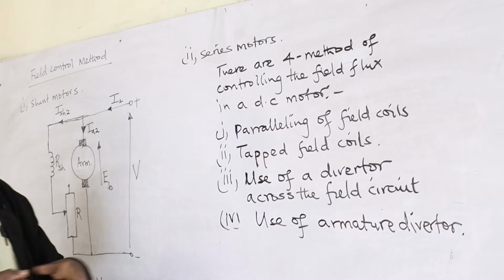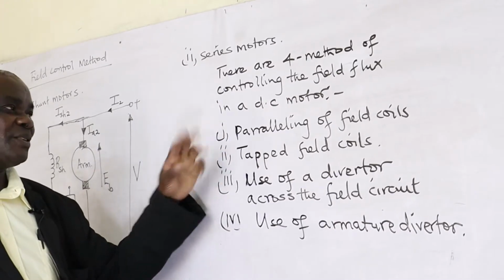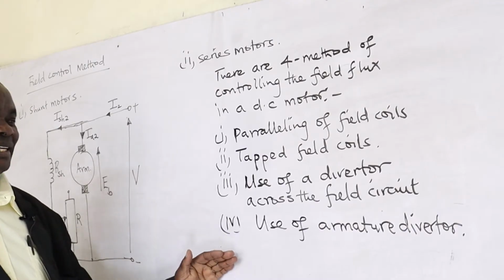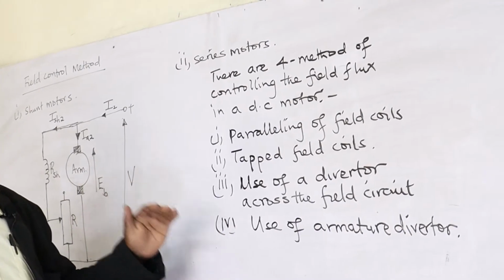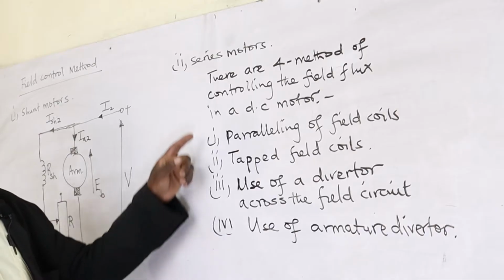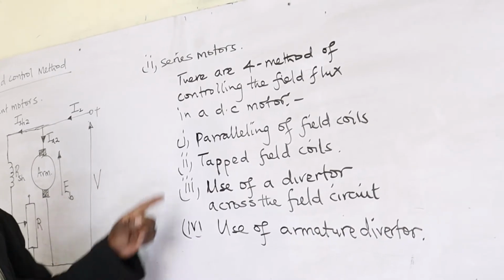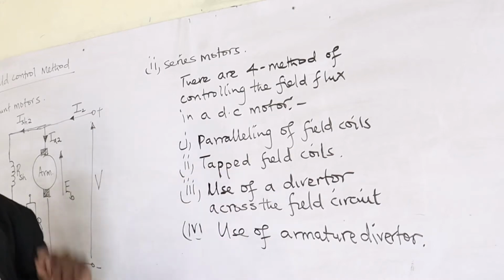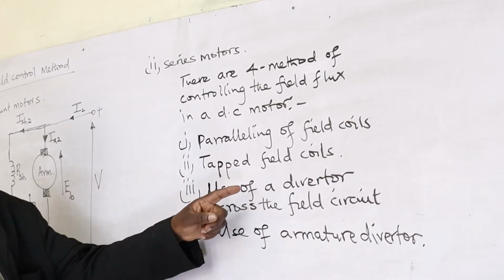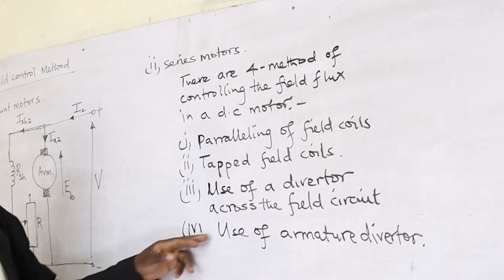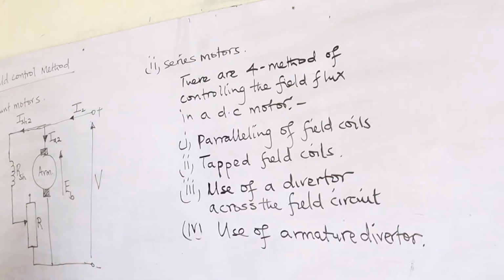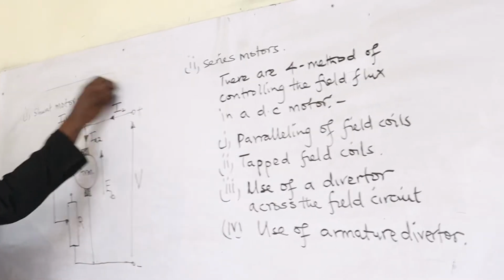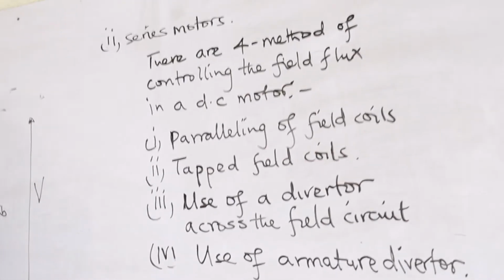So these four methods of controlling field flux in a DC motor are illustrated as follows. We are going to have four diagrams: one involving paralleling of field coils, another one tapped field coils, another one use of a diverter across the field circuit, and another one use of armature diverter. So the four circuits are as shown below.